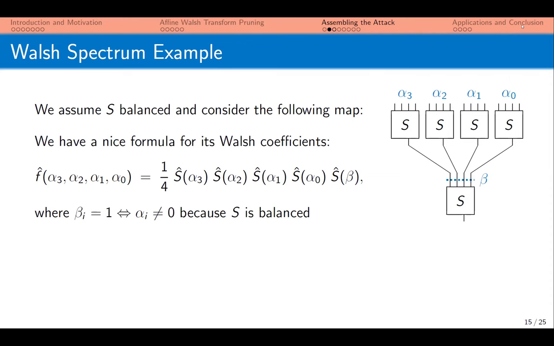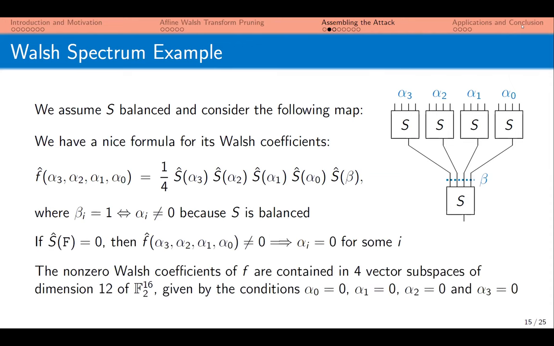This has an interesting consequence, which is that when the Walsh coefficient corresponding to the all-ones input mask for the S-box is equal to zero, then any non-zero Walsh coefficient for the full key recovery map will necessarily have one of these four parts of the mask equal to zero. This is quite interesting to us because it means that the support of the Walsh spectrum of F is contained in four vector subspaces of dimension 12 instead of the full ambient space of dimension 16.